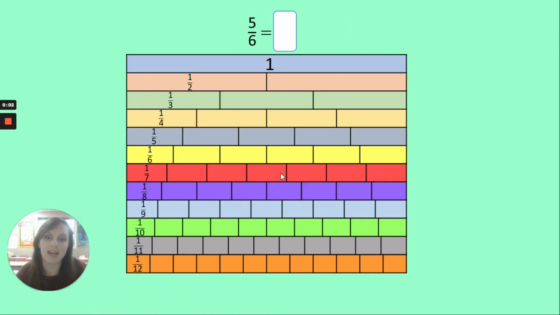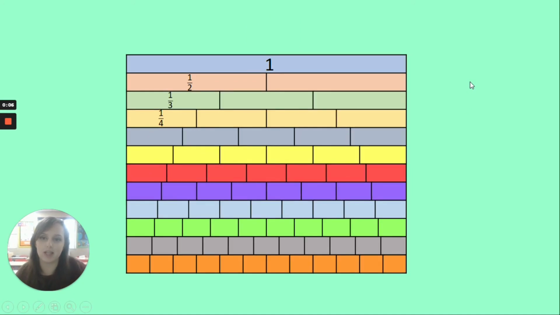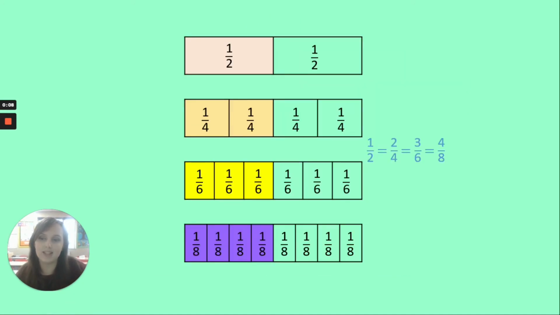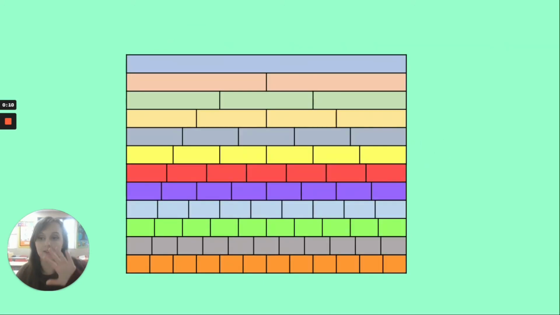So this is a fraction wall. It's really similar to the bar models that we've just looked at together here. But instead of being separate, it's been put together to make it really easy for us to spot fractions that are worth the same. So this top bar is one whole. It hasn't been split into anything. The next bar is split into two, so it's halves.